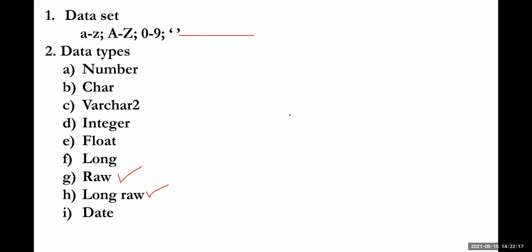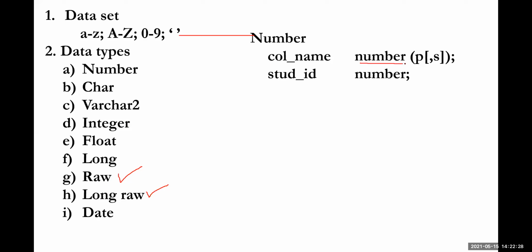However, if you take number into consideration, it looks like this. Any column name, whatever the name of the column, number of P comma S. P in the sense is precision. S in the sense is scale. Let me explain what this particular thing is.